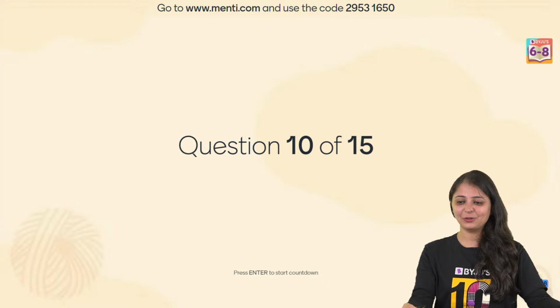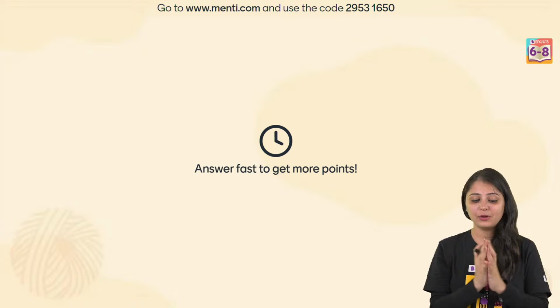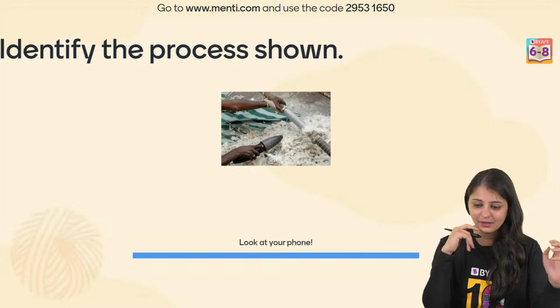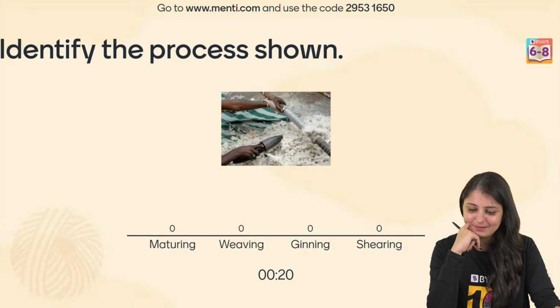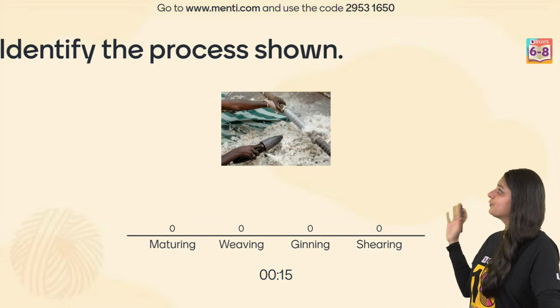Question number 10 on your screens now. Be very, very careful, guys. You have to get this one right. Identify the process shown. What is happening over here? Identify this process. Is it maturing, weaving, ginning, or shearing? Which process is taking place? You can see some cotton fibers are out there. Which process is happening over here? Let's see if you can get this one right.